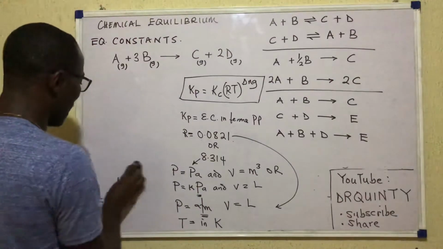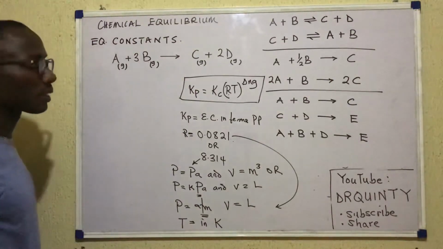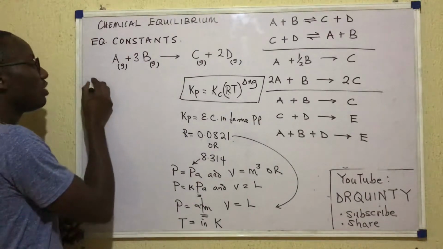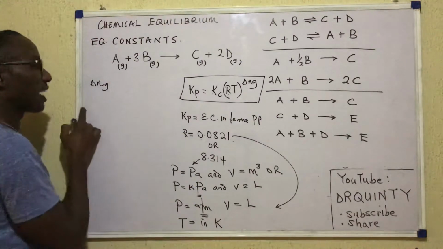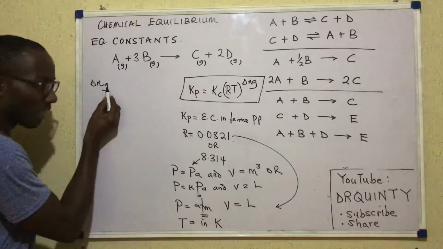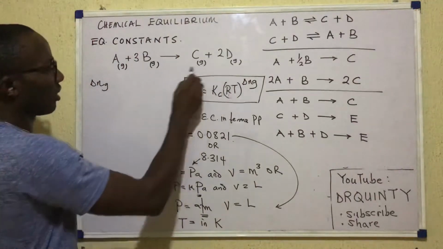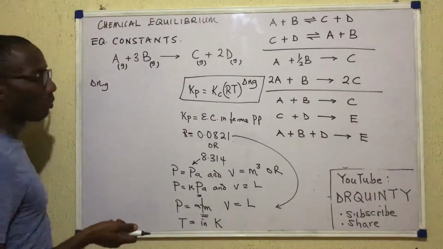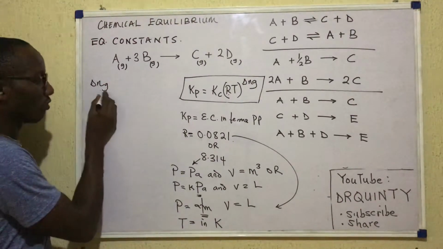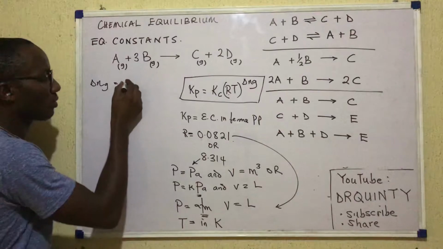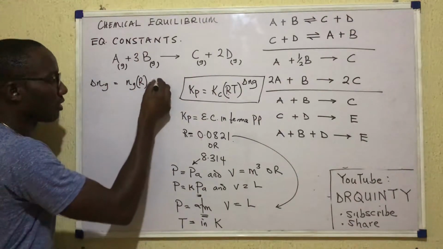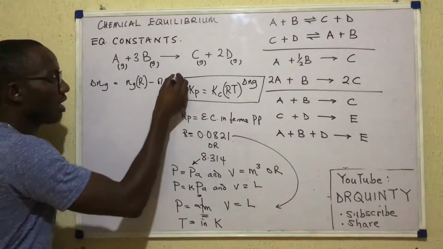What's the meaning of delta Ng? I'll tell you. Delta Ng in that reaction stands for change in number of moles of gas. So look at it, change in number of moles of gas. So for this reaction, everything is gas. So because everything I have there is gas, the difference now becomes number of moles of gas on the right minus number of moles of gas on the left.